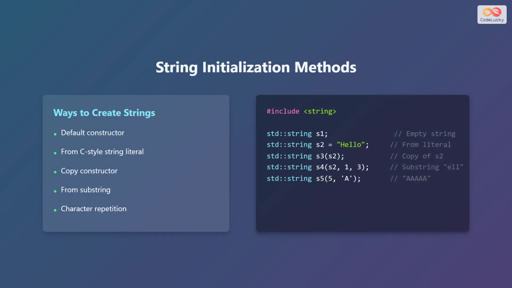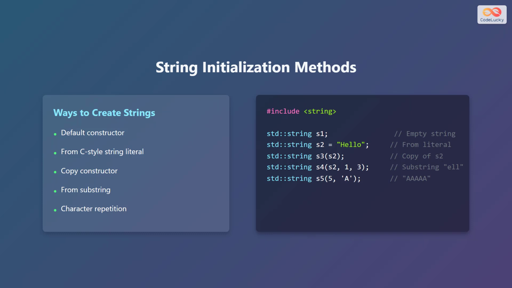Now, let's discuss the different ways to initialize a C++ string. You can create strings using several methods. The first way is the default constructor, which creates an empty string. You can also initialize a string from a C-style string literal. Another way is to use the copy constructor, which creates a new string as a copy of an existing one. You can also create a string from a substring of another string, specifying the starting index and length. Lastly, you can create a string by repeating a character multiple times.